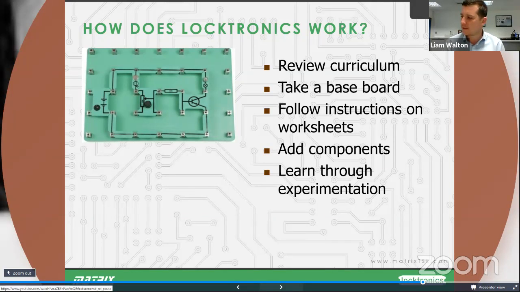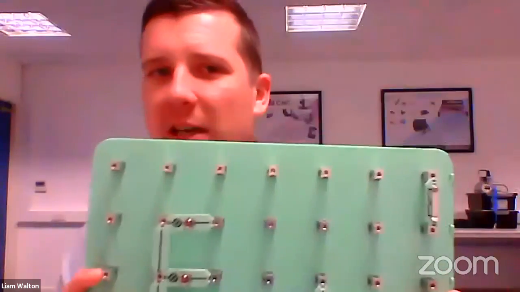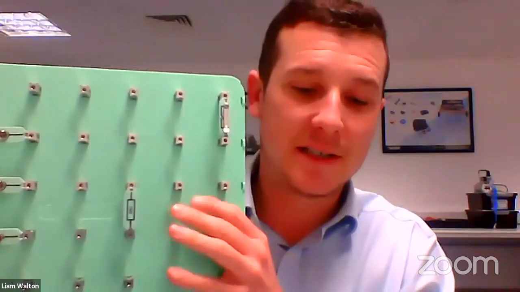The Locktronics system is also great for individual student learning. The boards are relatively small in size. I have one here next to me with a few components slotted on. So you can see from that it's relatively straightforward to have that as a desktop piece of equipment where students can build together circuits and study in that particular way.